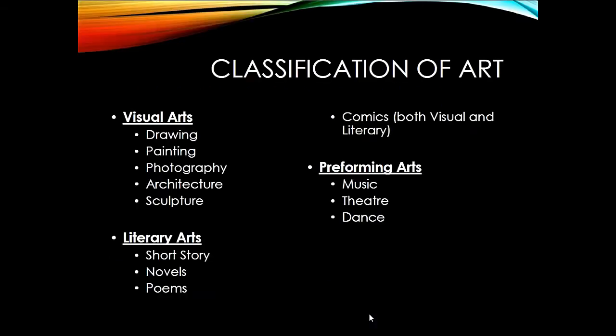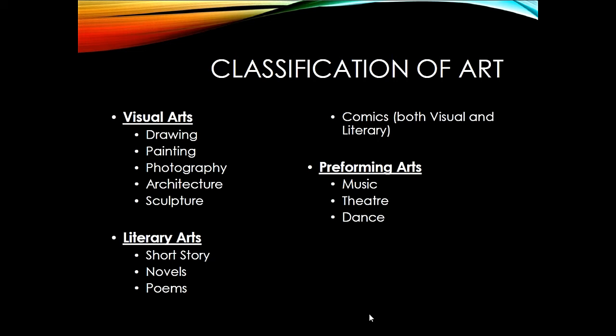Now, let me ask you, what are the classifications of art as you know it? Well, there are 4 classifications of art. One is visual art, meaning what you can see with your eyes are visual arts, like drawing, painting, photography, architecture, and sculpture. Some of them are in 3D forms. Literary arts, meaning writings, literature, short stories, novels, and poems. Also comics, both visual and literary, is the comics.